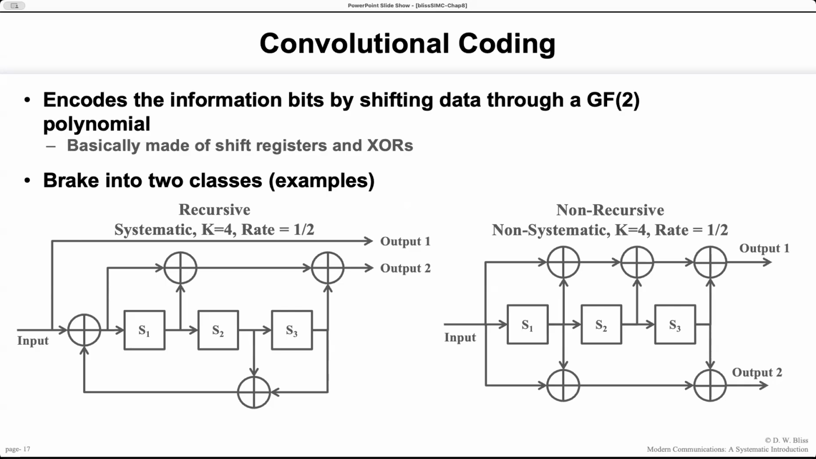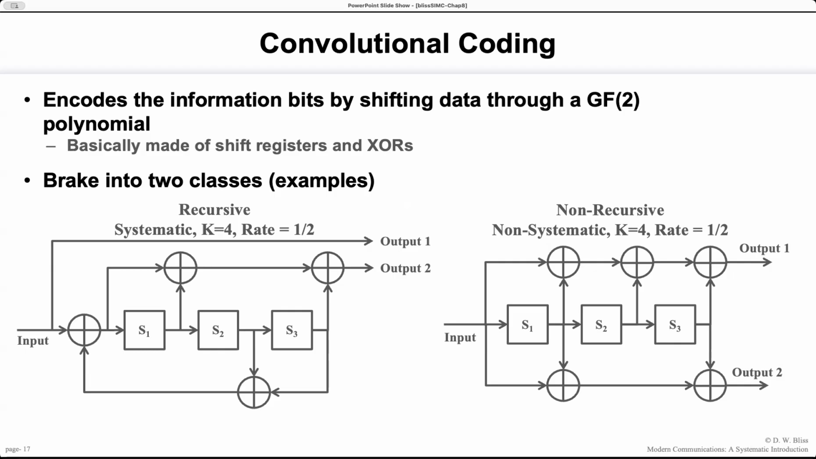Here we have two examples. We have a recursive systematic block code, and we have a non-recursive non-systematic block code. You could have those in any combination you like. In particular, in this case, input bits flow in from the left, and for each bit, we get multiple output bits. In this particular case, we have constructed this so that for every information bit that comes in, we get two output bits.